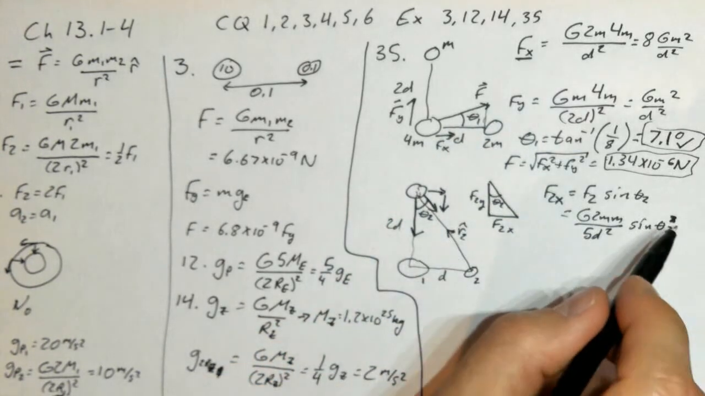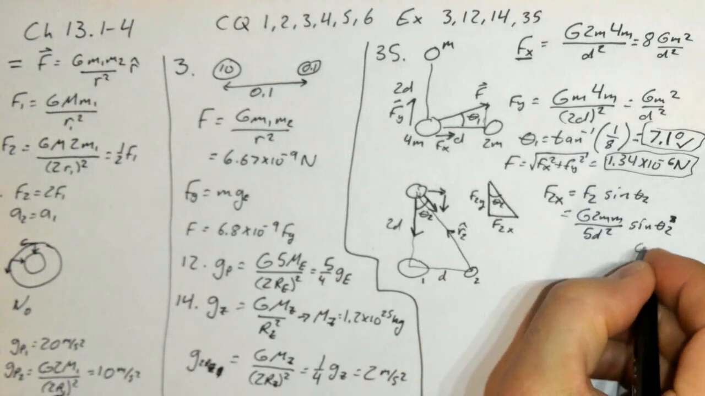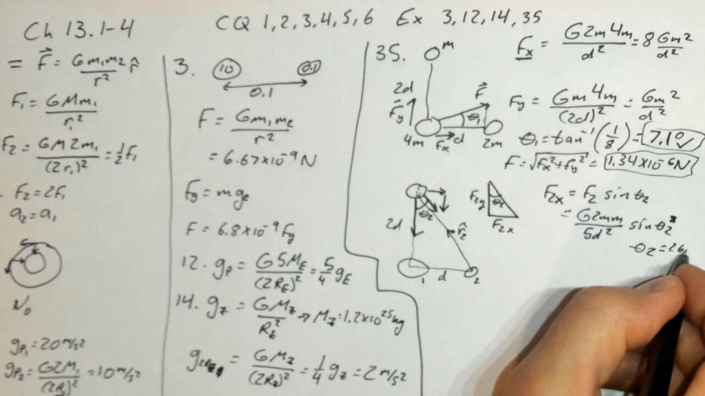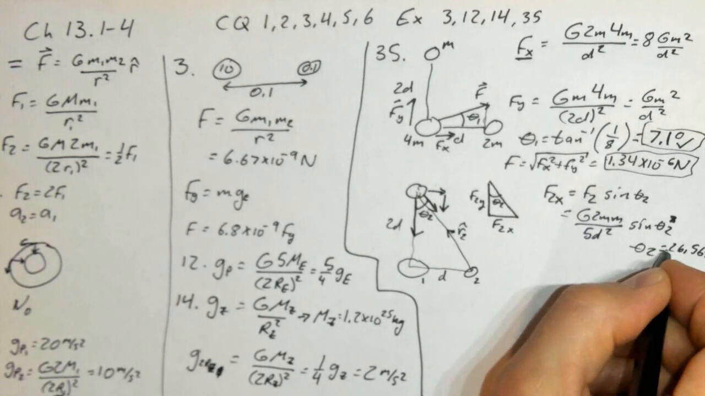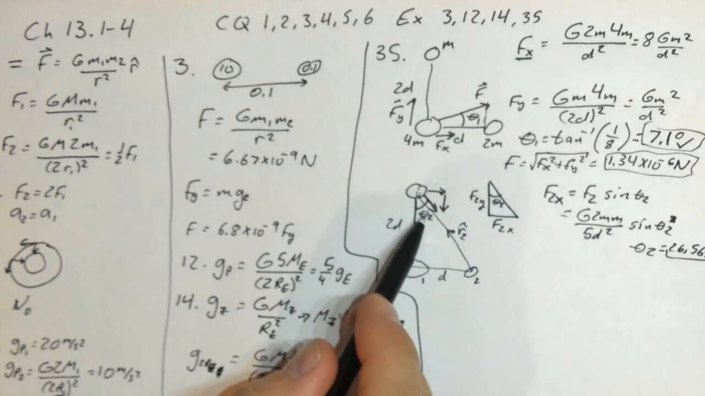Okay, and so I can plug that in there, and if you do, you're going to get theta 2 is equal to 26.565. I leave a lot of digits because I'm not done with this; I have to calculate other things. And so I can use geometry to find that.